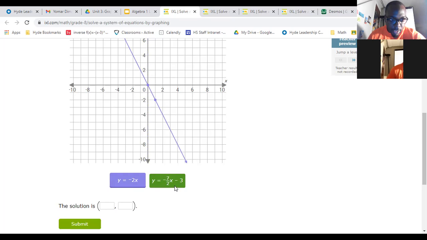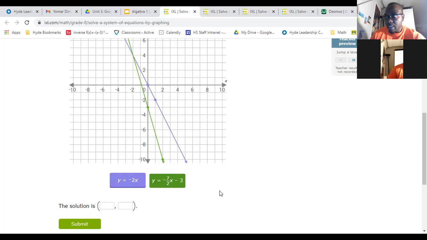Now my second one here, it says negative 3, so my y-intercept is negative 3, and then my slope is negative 7 over 2, so I'm gonna go down 7, right? So I go 1, 2, 3, 4, 5, 6, 7, and I'm gonna go to my right 2. Down 7 to my right 2.